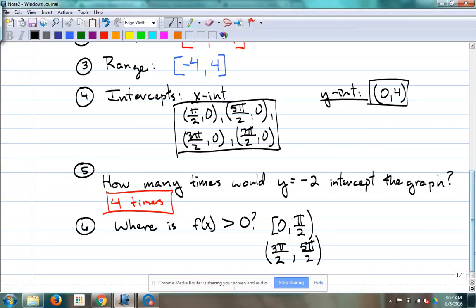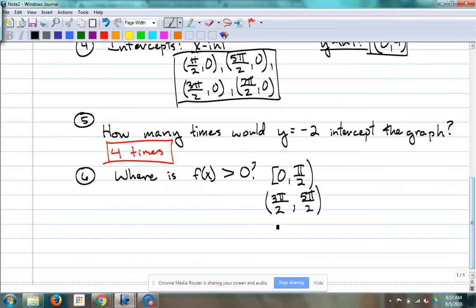Then what? 7 pi over 2. Included or not? Is it included? Remember, what are we looking for? Y values that are greater than 0. What's the y value at 7 pi over 2? It is 0, so it's not greater than 0. So we can't include it, so we're going to use a parenthesis.